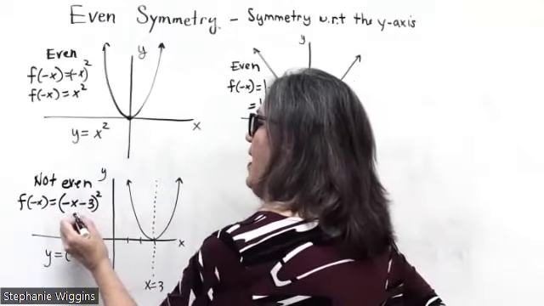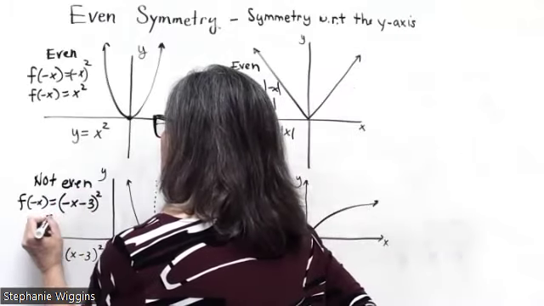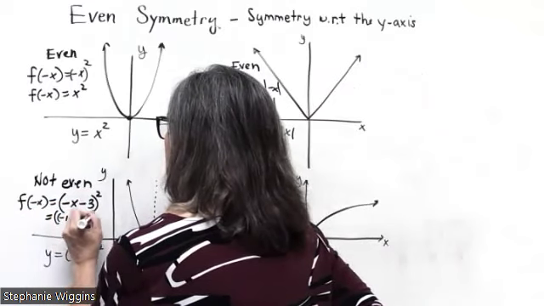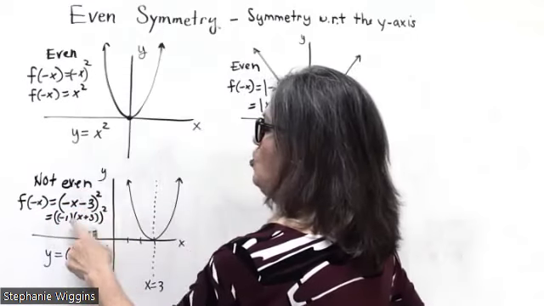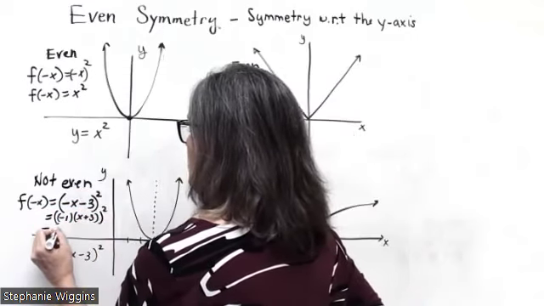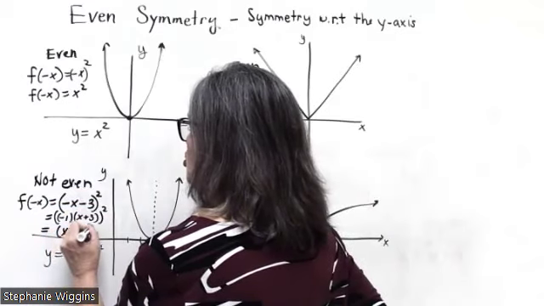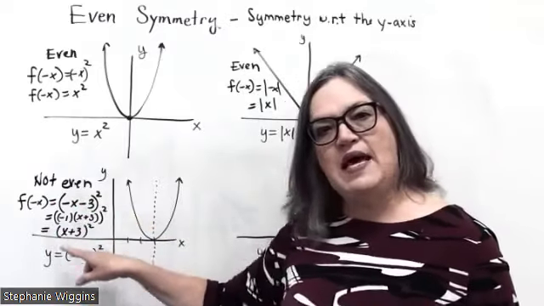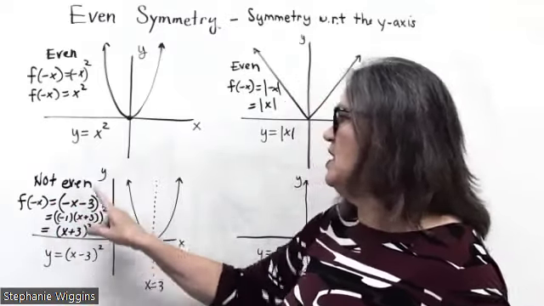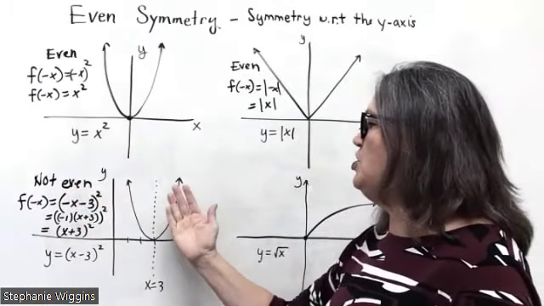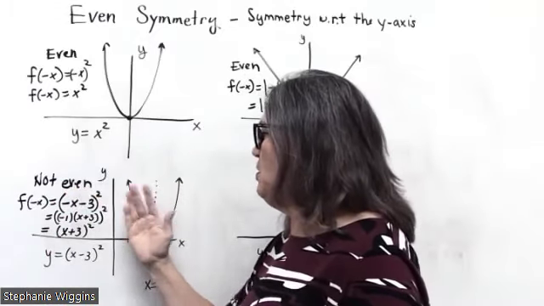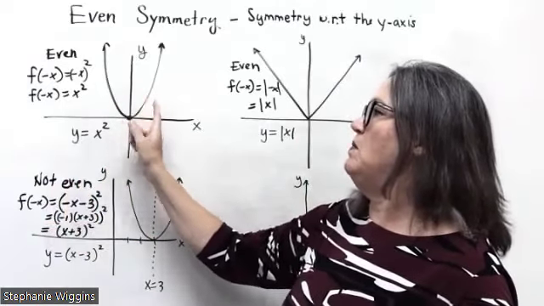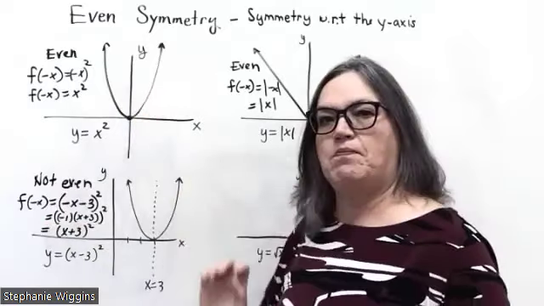In fact, you can factor out that negative and you would get negative 1 times x plus 3 and the whole thing squared. But when you square the negative, it becomes a positive. So it's just plain old x plus 3 squared instead of x minus 3 squared. They're not the same. So this test fails. It fails the test. So it's not even. But also, if you were to take the mirror image of this, you'd have a parabola over here. Whereas here, if you take the mirror image, if you flip it, you just get the same.